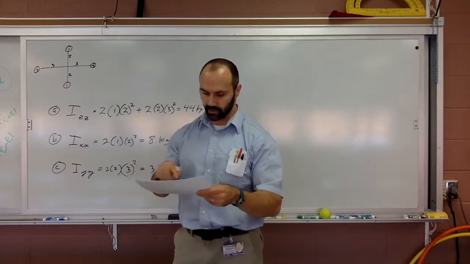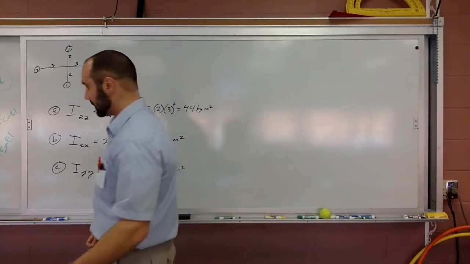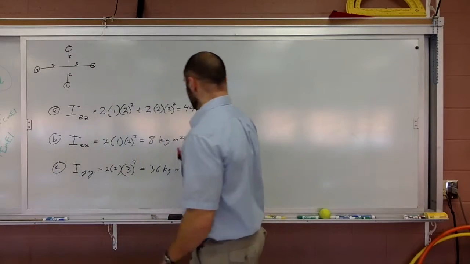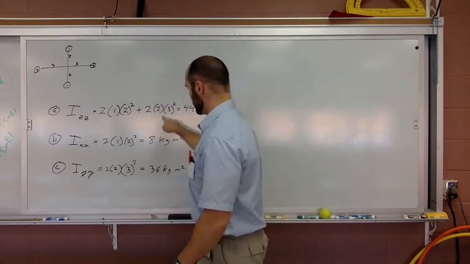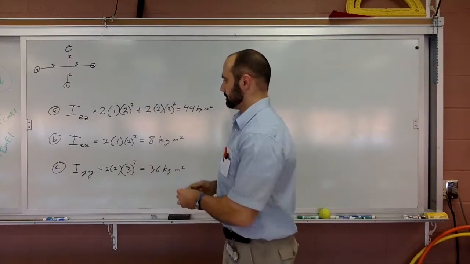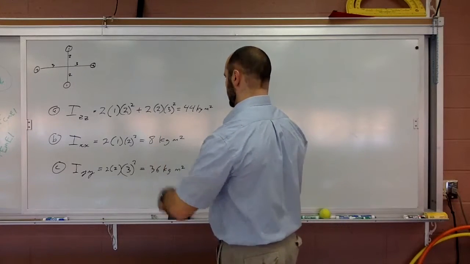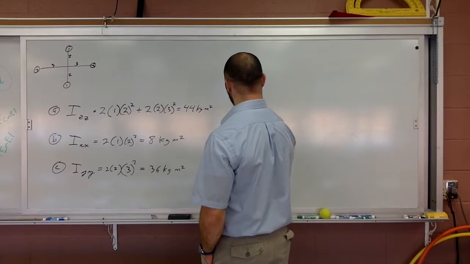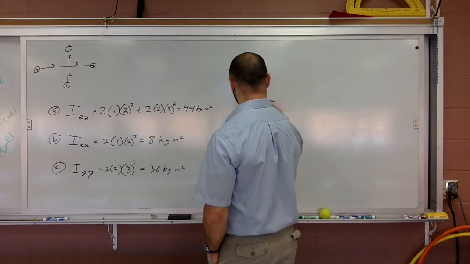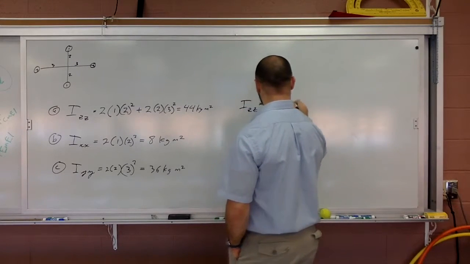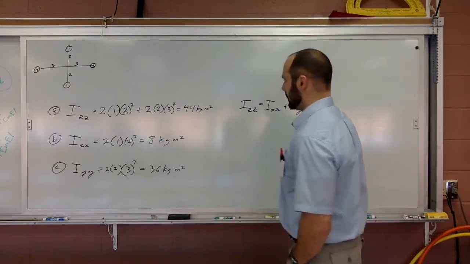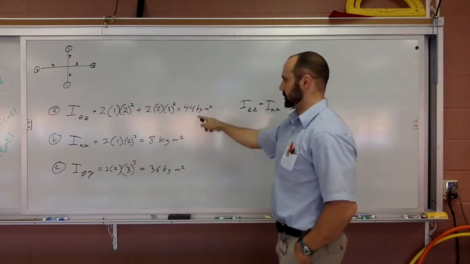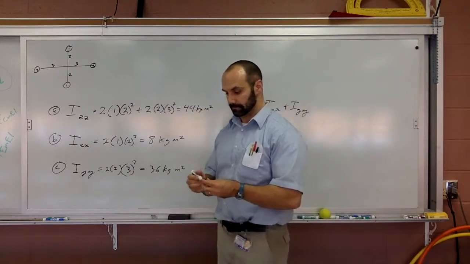Okay, so the next question, D, what is the relationship between A, B, and C? Well, if you notice, this is this, and this is this. So the result that I get, interestingly enough, is that I_zz is equal to I_xx plus I_yy. When I add these two up, I actually get that one.